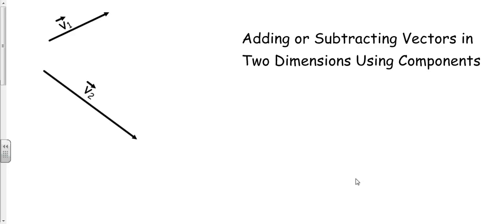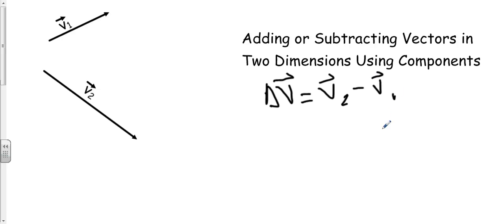Now we're going to look at adding or subtracting vectors in 2 dimensions using components. So if I want to subtract 2 vectors, I'm looking for the difference. So how do I indicate that? Well, remember difference is delta. So the change in speed, and this is as a vector, is equal to the final speed minus the initial speed.